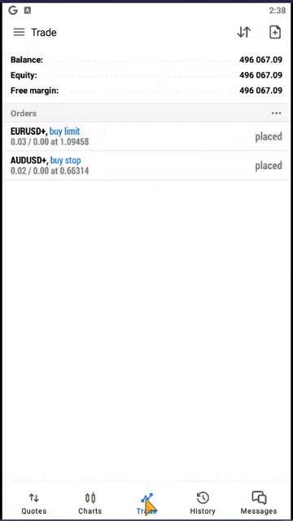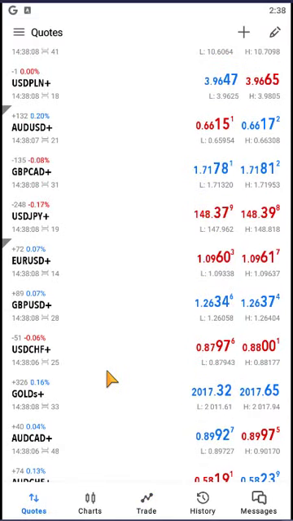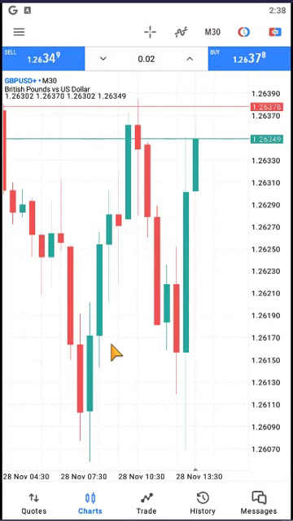So we have done buy limit and buy stop. Let's do another one for the sell right now. Okay, so for the sell, let me do one for GBP USD. So I'll just click the chart. So this is GBP USD right here.